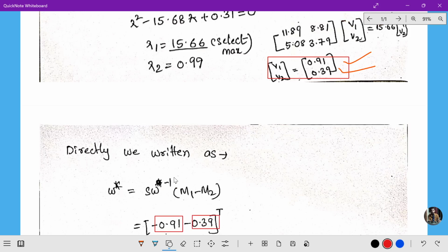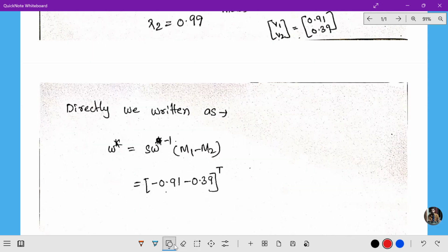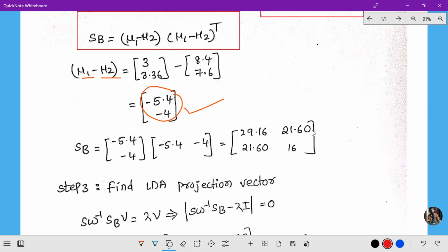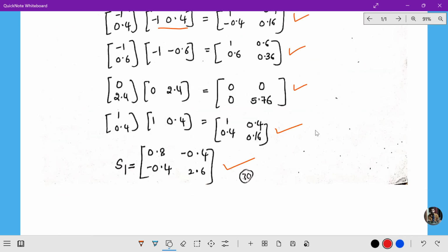This is the inverse, so we mention here 0.91 minus 0.39 transpose. This is the final value. So this is all about linear discriminant analysis.